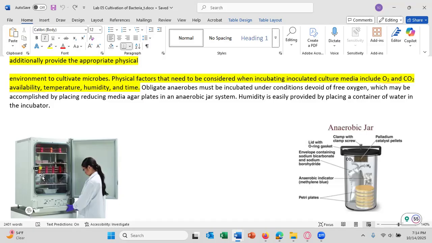obviously temperature is important too. We have most of the incubators in the lab either set at 30 degrees Celsius, 35 degrees Celsius, or 37 degrees Celsius.